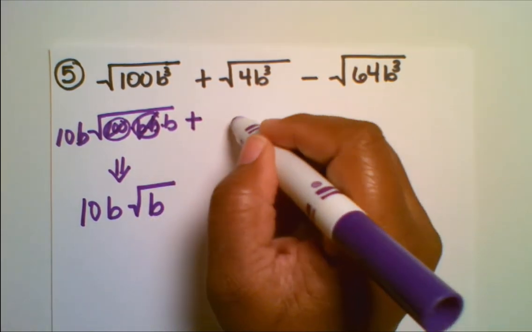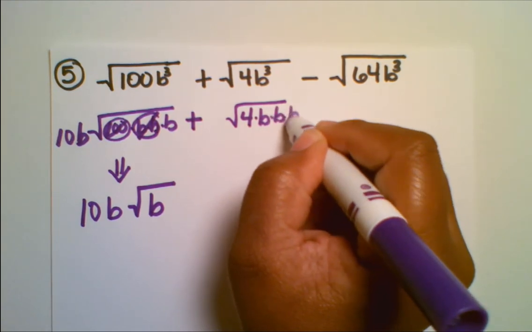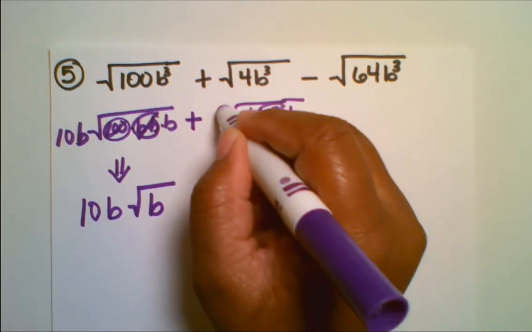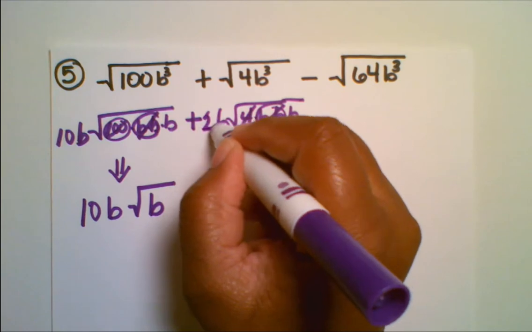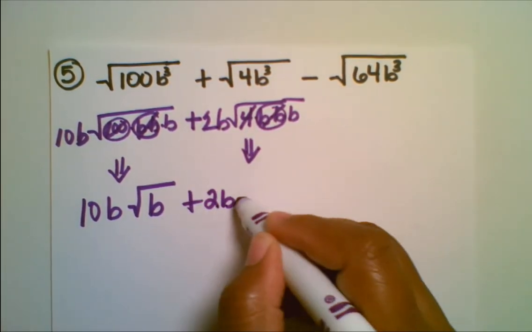So next one, the square root of 4b cubed. We have 3 b's. Bring the b on the outside. Take the square root of 4, which is 2. This is plus 2b square root of b.